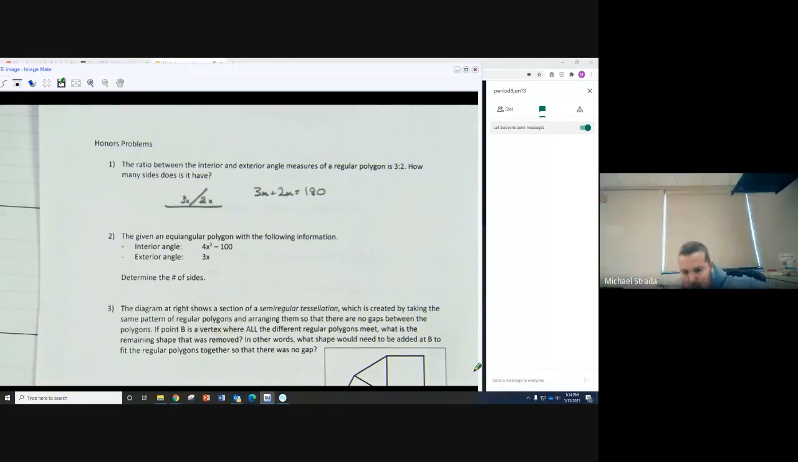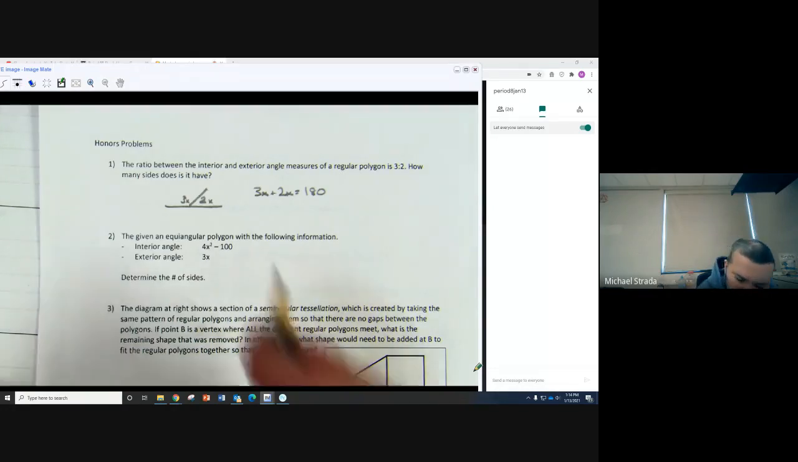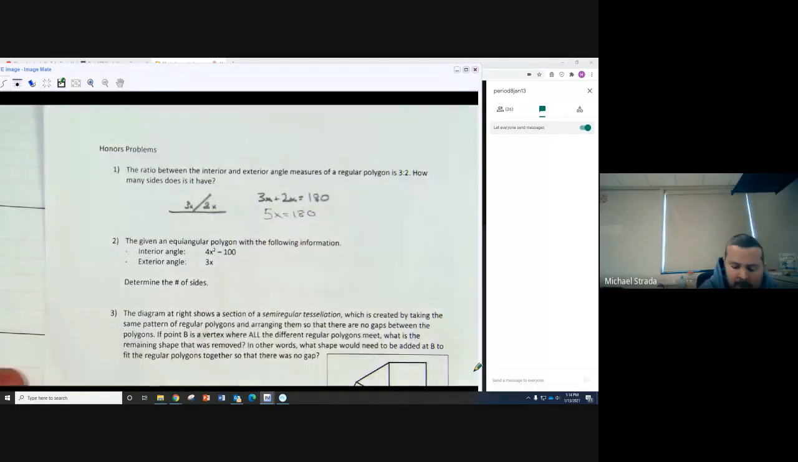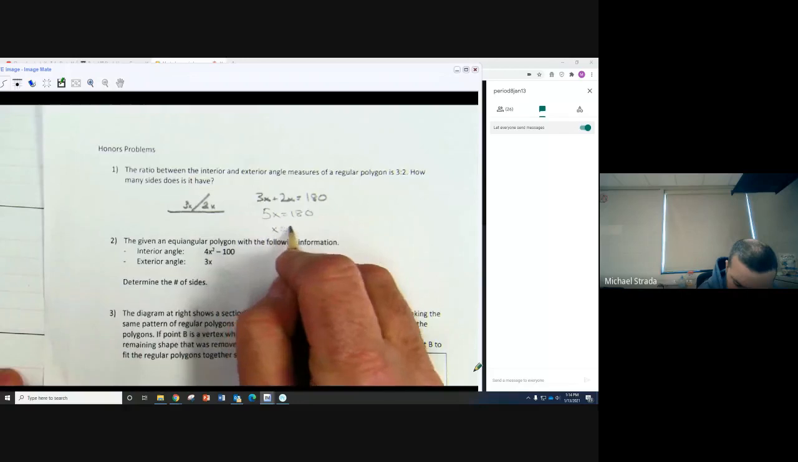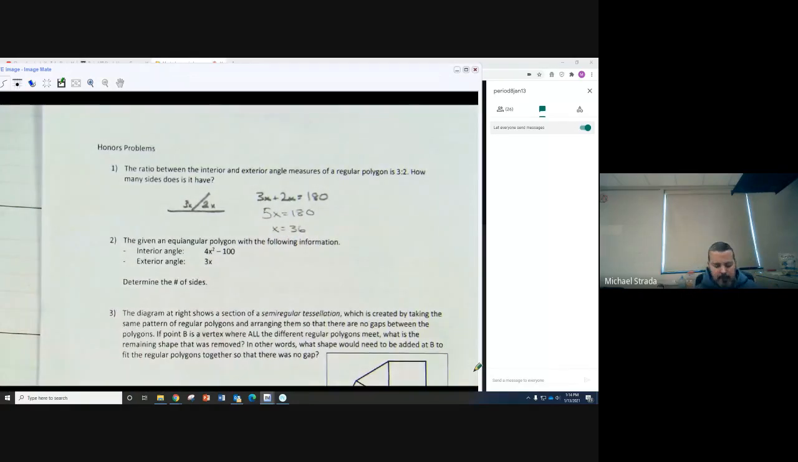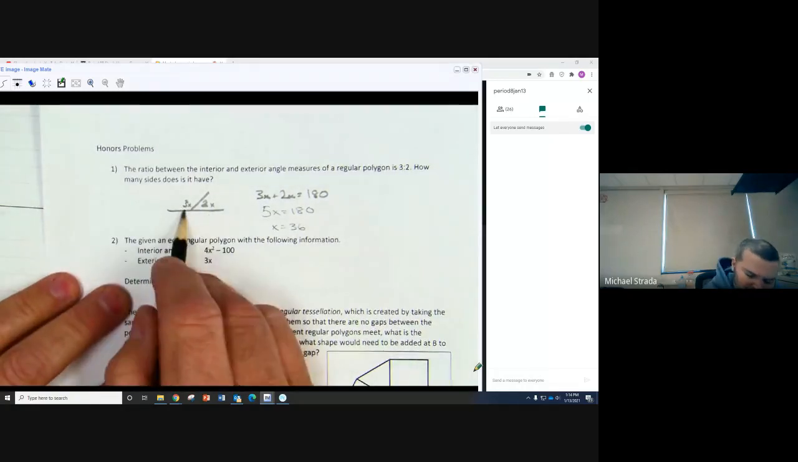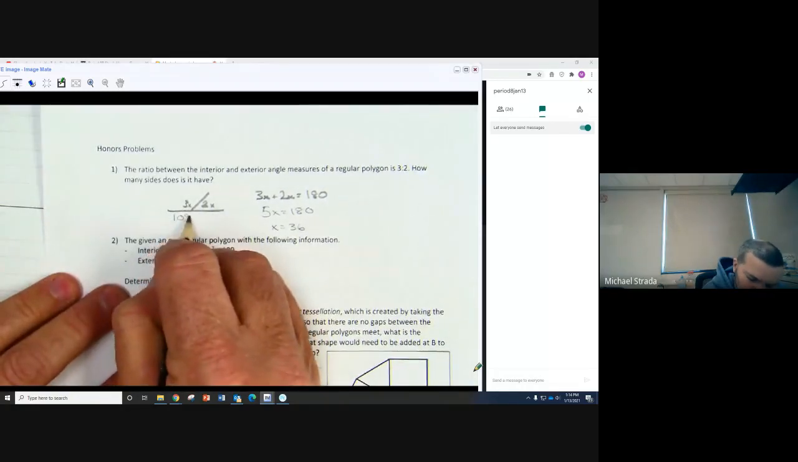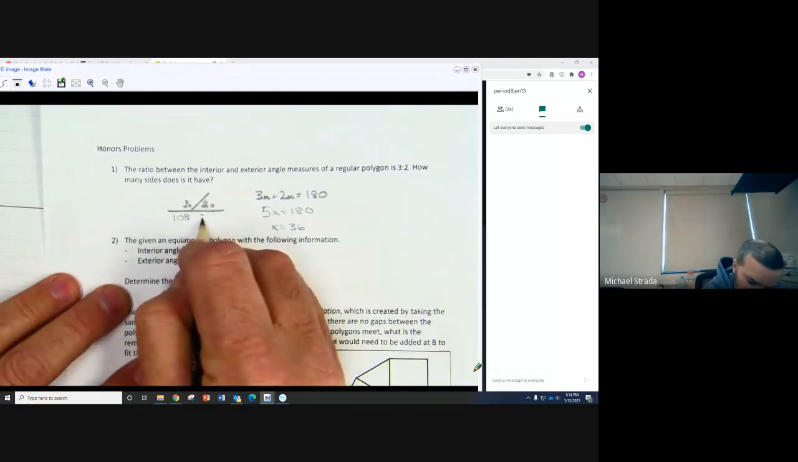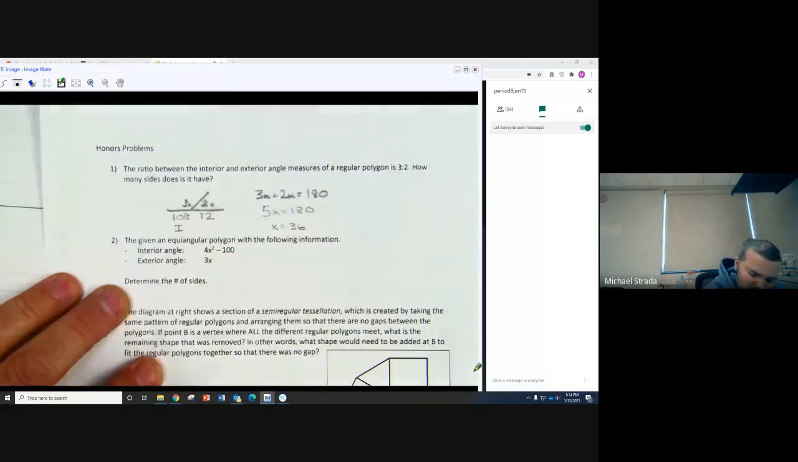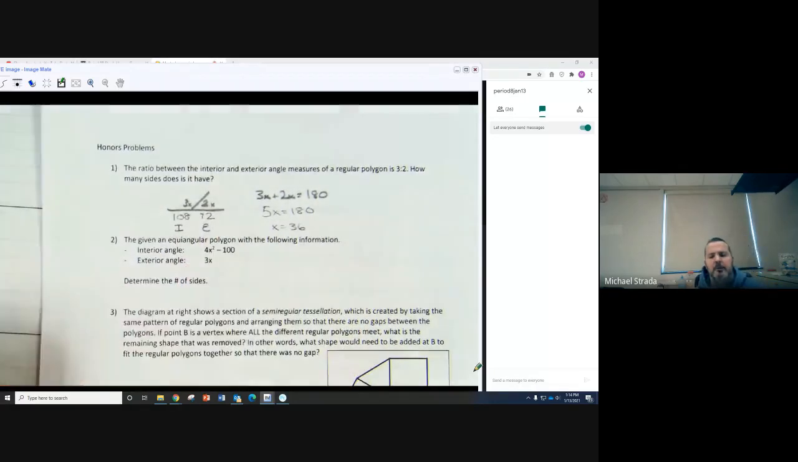All right. Now, everybody good with that idea? The equation I set up. So now I'm going to solve it. 3x plus 2x is 5x. Divide by 5 and you get 36. That's what we consider our common multiplier, so we can plug that back in. 3 times 36 is 108. 2 times 36 is 72. So that tells us the interior angle measure is 108, and the exterior angle measures 72.